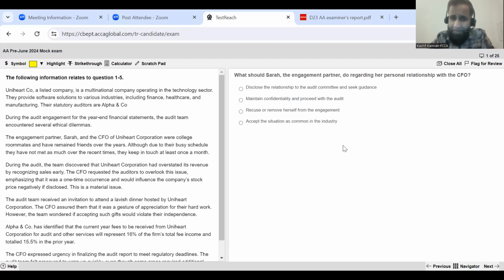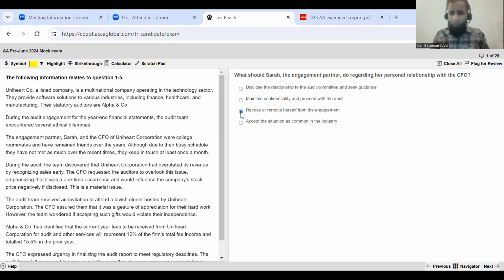A, B, C, D. You have 4 bullets, right? Let's label them A, B, C, D. Read and tell me the right answer. The engagement partner has a familiarity threat with the CFO. What should she do? I'm waiting for your answers. A, B, C, D. Okay, the majority are going with C. Let's see, C is the right answer. Perfect. Resign or remove herself from the engagement. That's perfect.